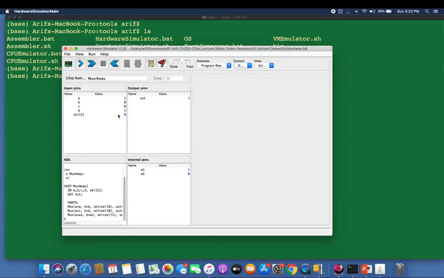or in the decimal format. Both are okay. Well, dear students, please do practice the working of this chip as well as the AND 4-way and the OR 4-way chip to have a very clear understanding. And let me fall back to the slides.